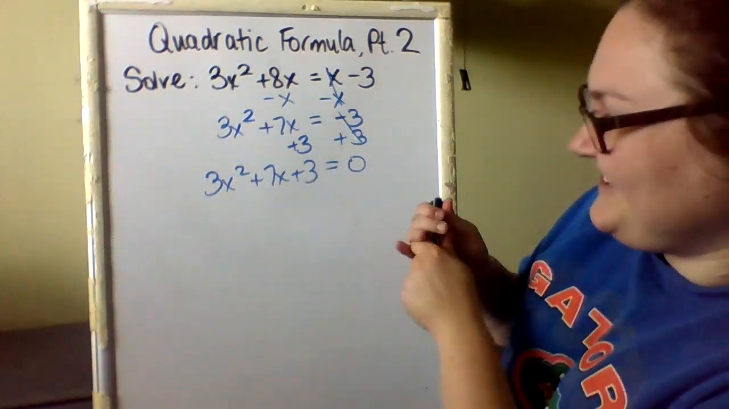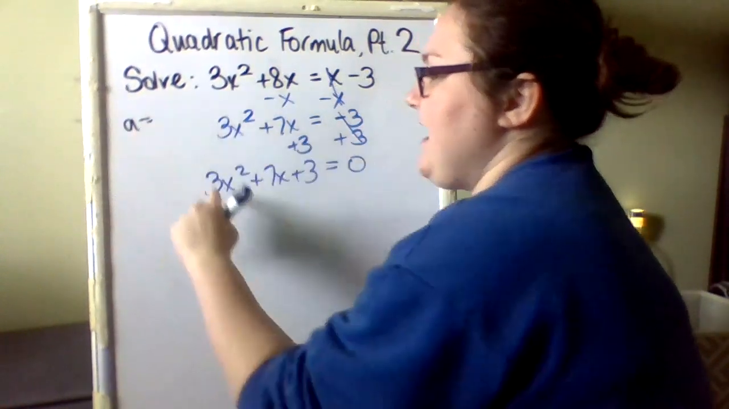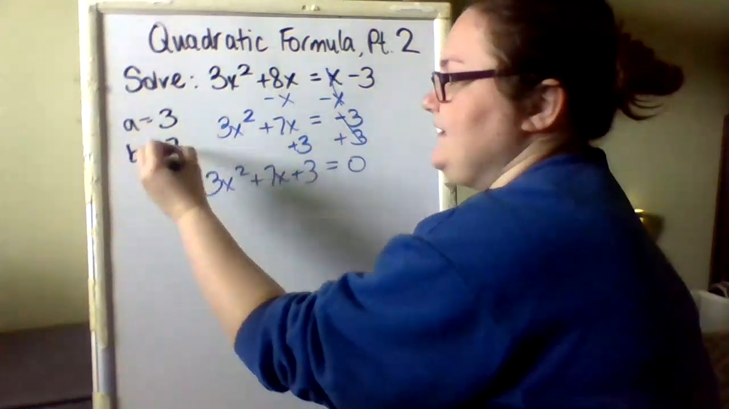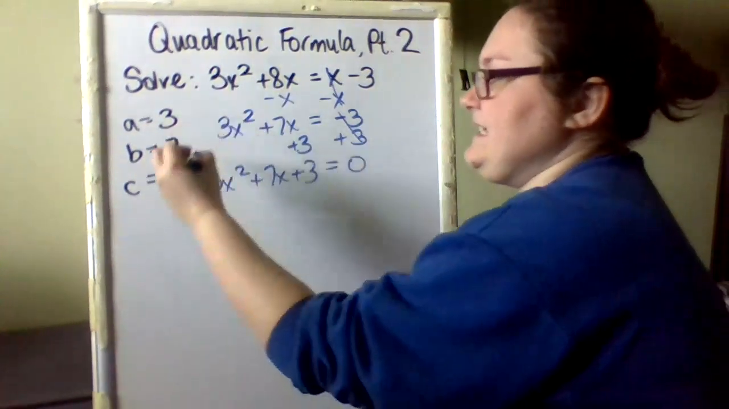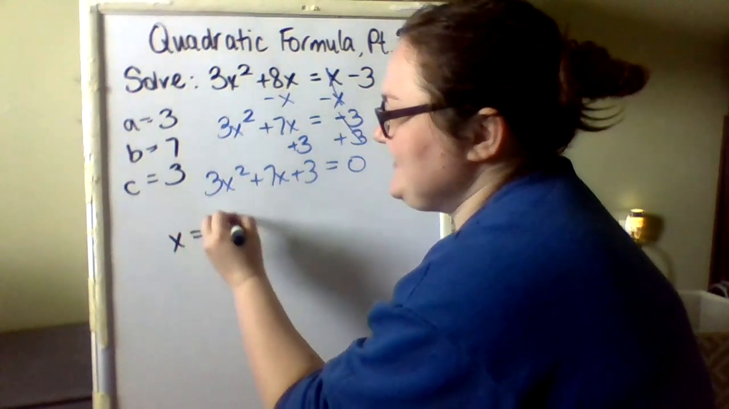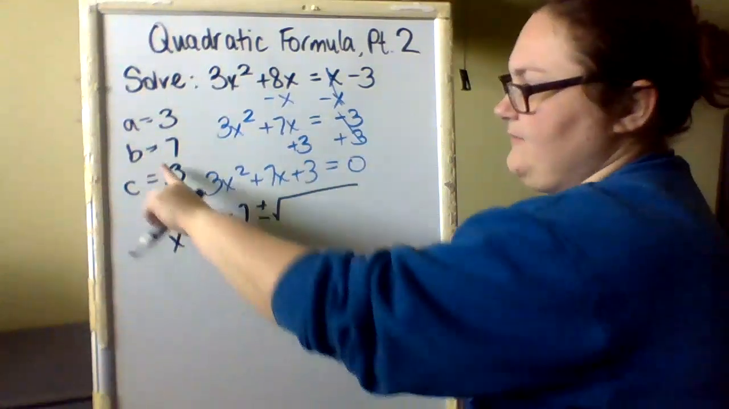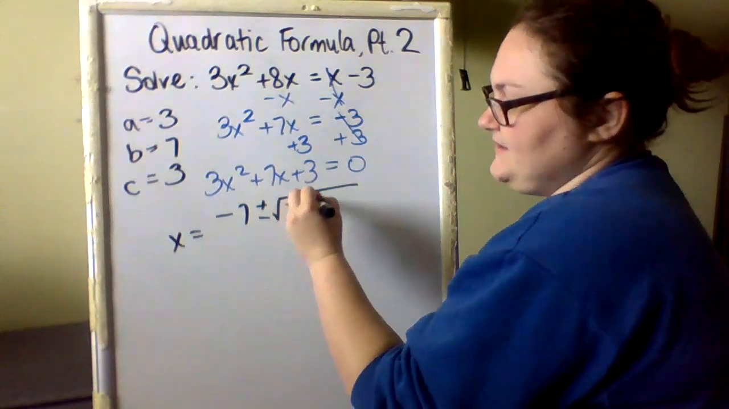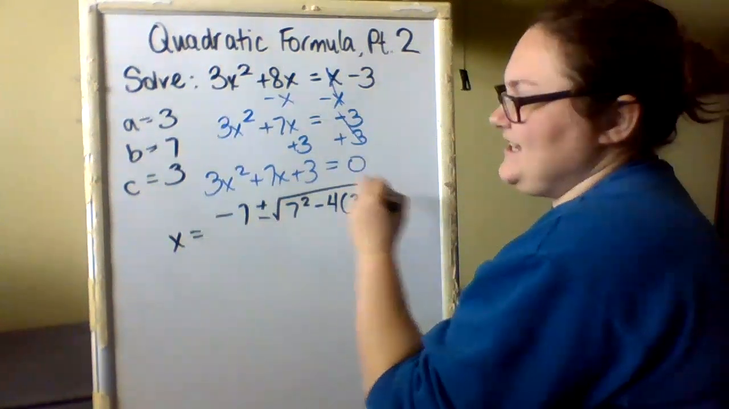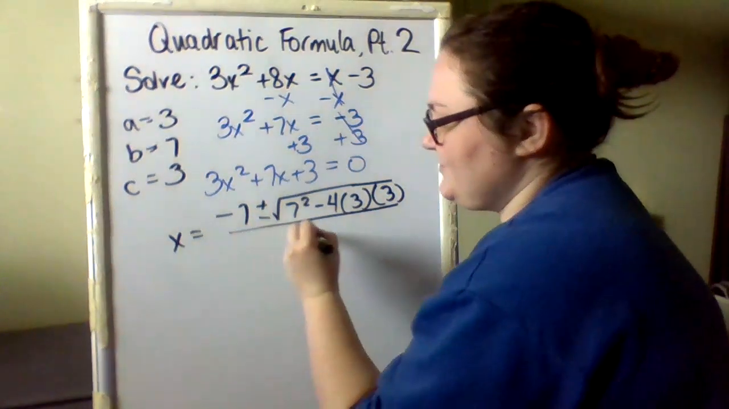Maybe some of you paused. If we want to substitute, I'm going to be substituting A as 3, B is 7, and then C is the number 3. So when we go to substitute, it's going to say x equals negative b, negative 7, plus or minus square root of b squared, so 7 squared, minus 4 times a times c, all over 2a.